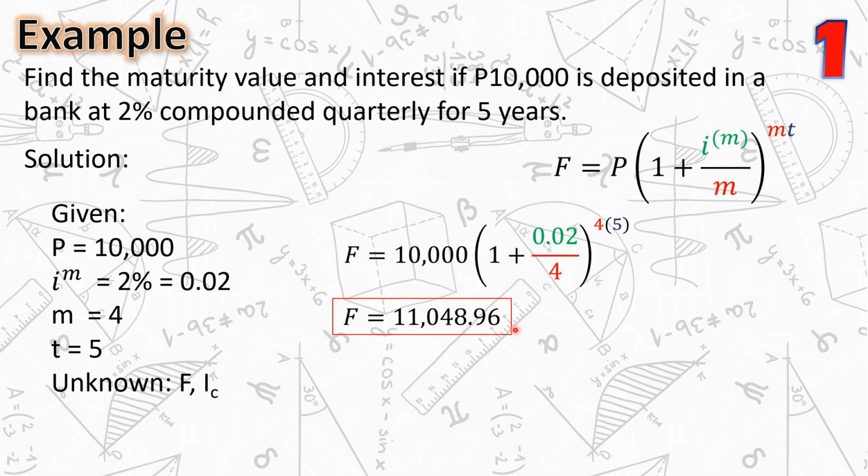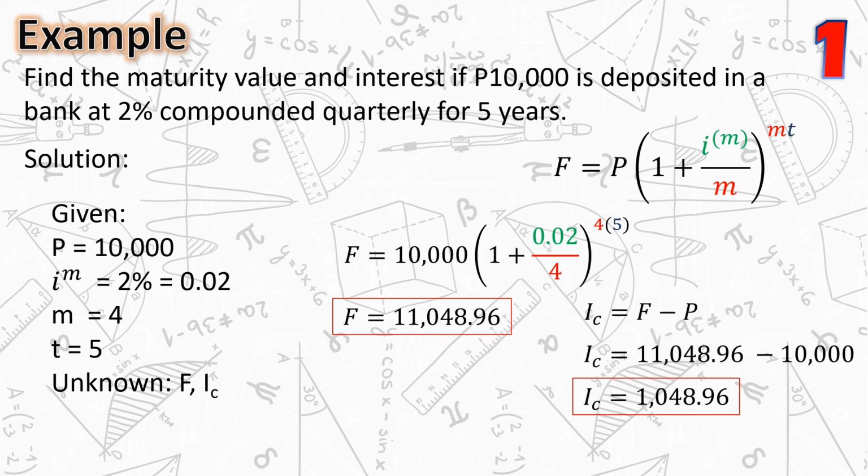Next, let us solve for the compound interest, and the formula for that is future value minus principal. So that will be 11,048.96 minus 10,000. So the compound interest is 1,048 pesos and 96 centavos.